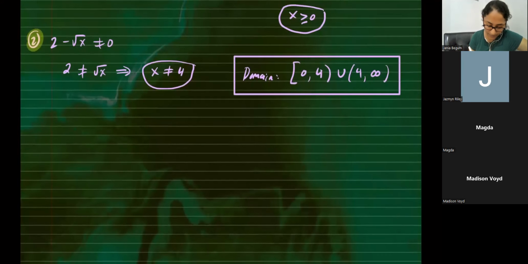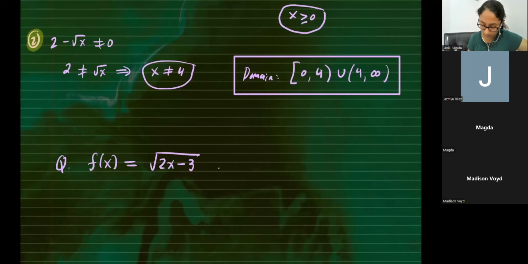So let's find the domain of, let's say you have some function. Now let's talk about a function where you have the square root of 2x minus 3. I want to know what is the domain of this function. So take a couple of seconds, write down your ideas, and then I'll show you how I would do it.